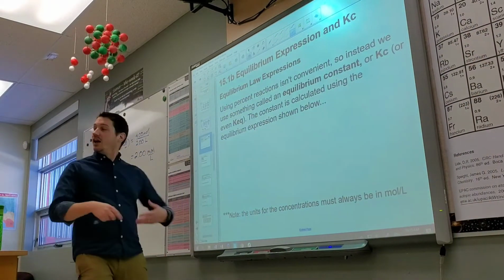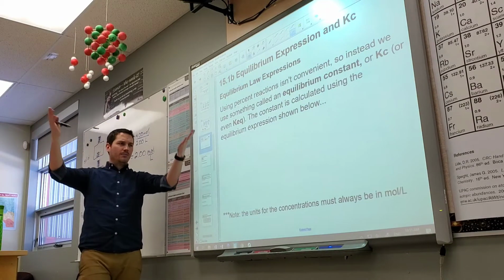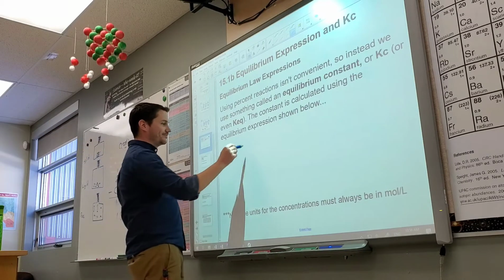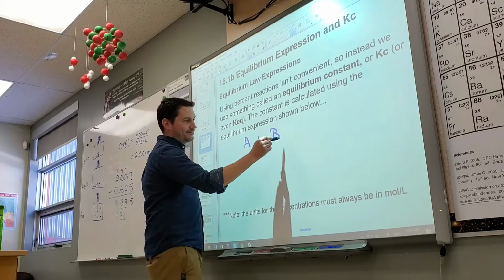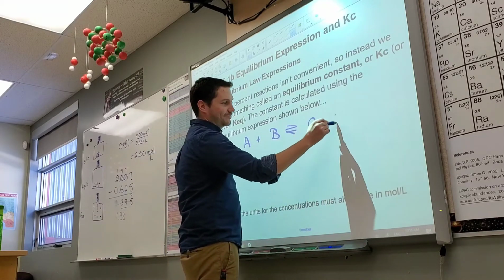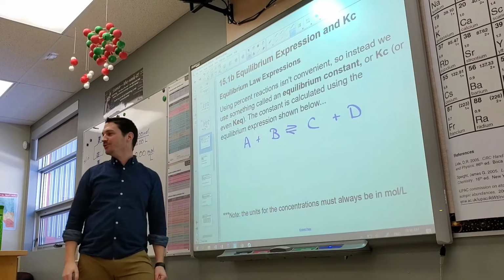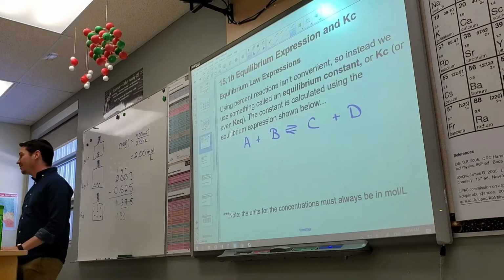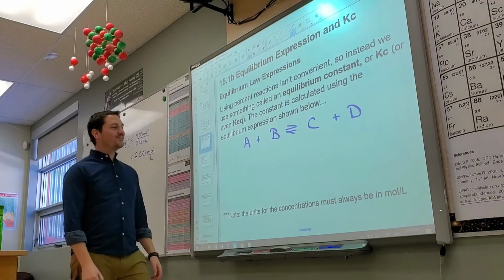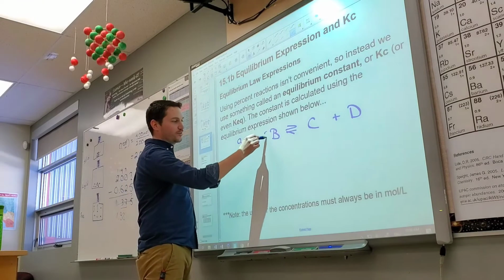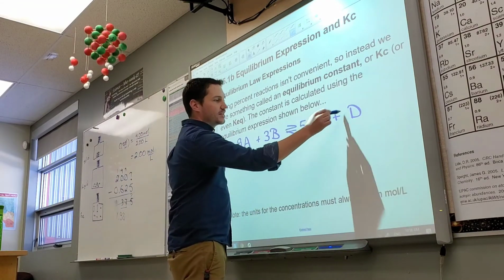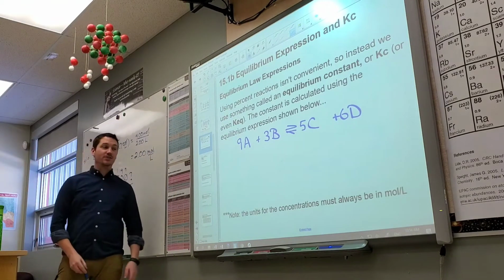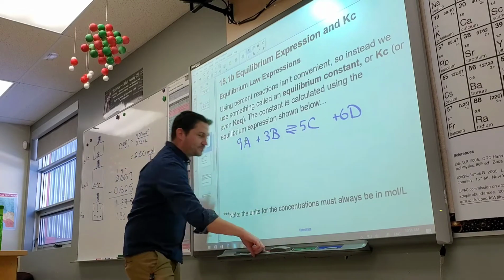So let's write an equation. I don't know, pick 4 letters. Boo. Okay, fine, whatever. Pick 4 single-digit numbers. 9, 3, 5, 6. So 9 of these reacts with 3 of these to make 5 of these and 6 of those. Are we okay with that? Just whatever chemical reaction, it doesn't really matter. So here's our chemical reaction.